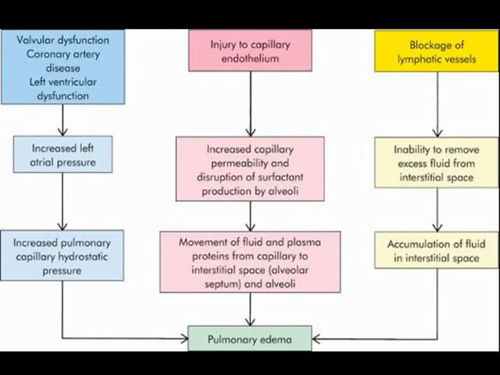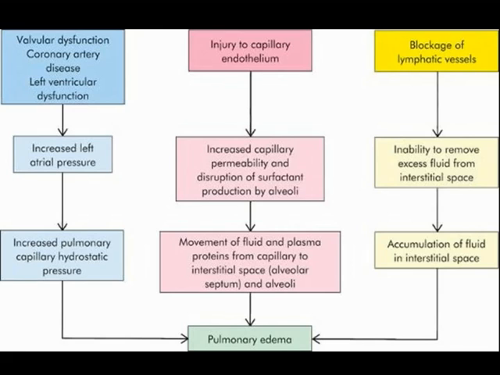So this is a graphic illustration of what we just talked about with the different functions that can cause a patient to develop pulmonary edema. Starting over on the left-hand side, we have valvular dysfunction, some kind of heart problem occurring. That's going to cause increased left atrial pressure, and that's going to cause too much pressure in the pulmonary capillary bed, increasing our hydrostatic pressure and pushing fluid out of the pulmonary capillaries and into the lung tissue.